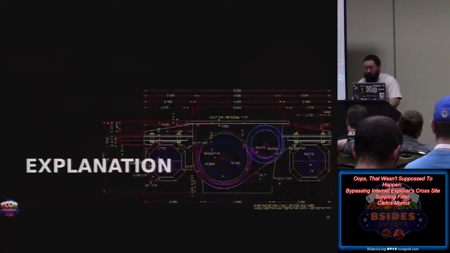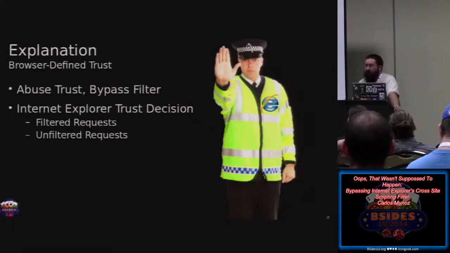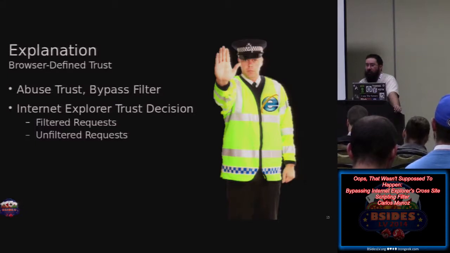So what is going on in the bypass? The cross-site scripting filter has a trust model, and we can abuse that trust model to bypass it. The filter decides which requests are going to be subject to checking and which requests are just going to be let through.